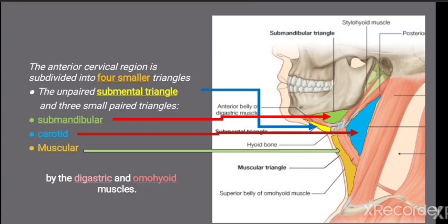Now the further subdivisions of the anterior triangle are depicted in this image. There is the submental triangle, which is unpaired, this yellow colored triangle, and the submandibular triangle, the third one is the carotid triangle, and the fourth is the muscular triangle. So there are 4 triangles in the anterior triangle of the neck.